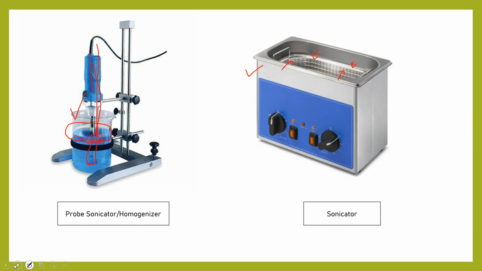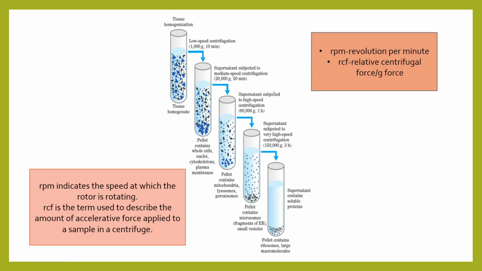Then, after the tissue homogenization, first we apply the sonication, then homogenization. This here is the homogenate, the tissue homogenate. All the subcellular organelles are present in the solution and the plasma membrane got disrupted, right? Then we applied the low speed centrifugation.